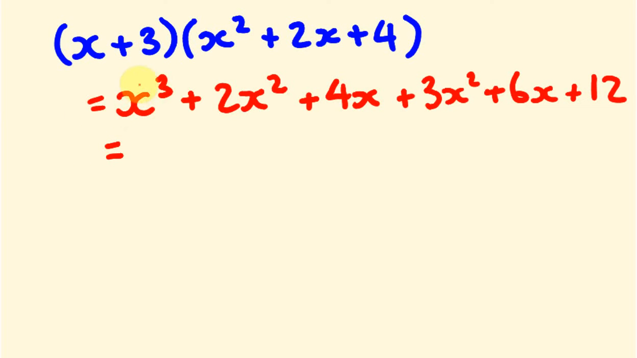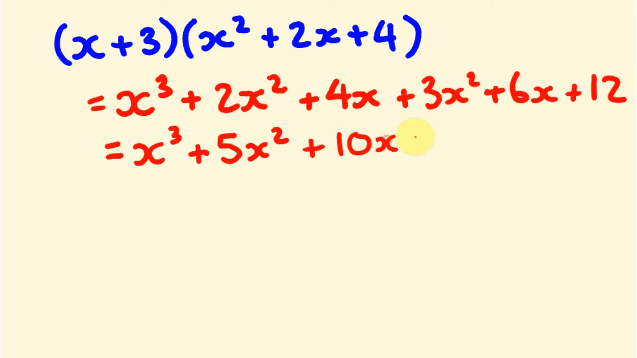So x cubed is the only one with a cubed up here, so we put that down, x cubed. Then we look for like terms with a squared here. There's 2x squared, and there's also 3x squared. These are called like terms. So 2x squared plus 3x squared is 5x squared, both positive. Then I'll go to the next part, which is 4x. Are there any like terms to 4x? There is, it's 6x here, so we put those together. 4 and 6 are 10x, plus 12. Okay, and that's our answer.